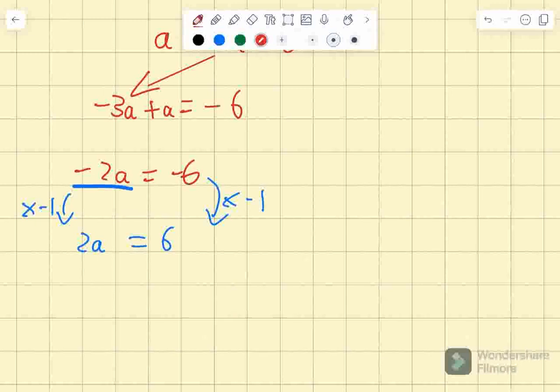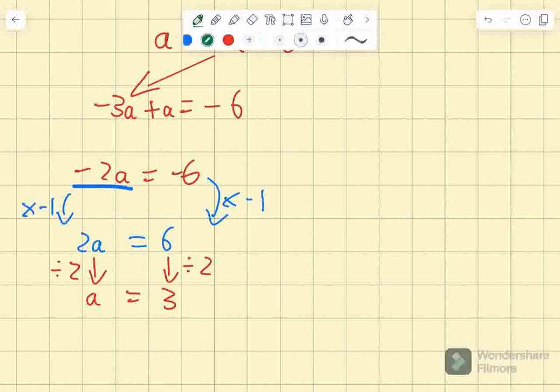Now, we're almost done. However, we don't want to find what 2a equals, we want to find the value of a. Using rule 3 once again, we can go from 2a to a by dividing both sides by 2. If we divide 2a by 2, we get a, and if we divide 6 by 2, we get 3. This leaves us with a equals 3. Now we have our value for a, our unknown. We have solved our equation.